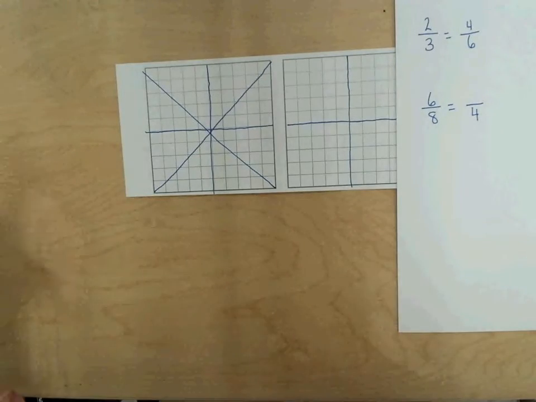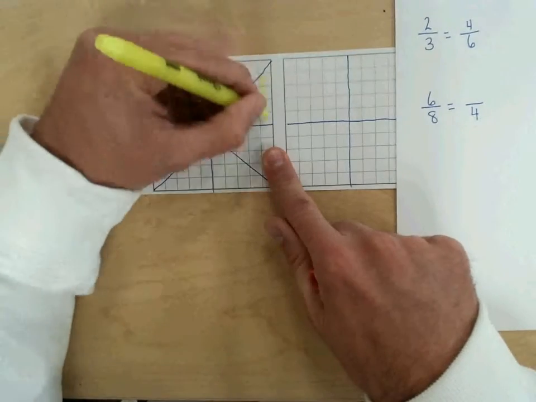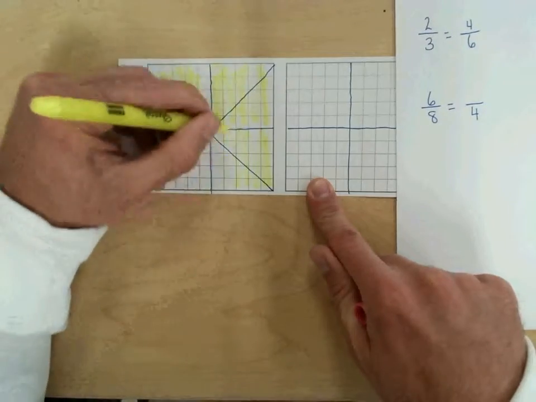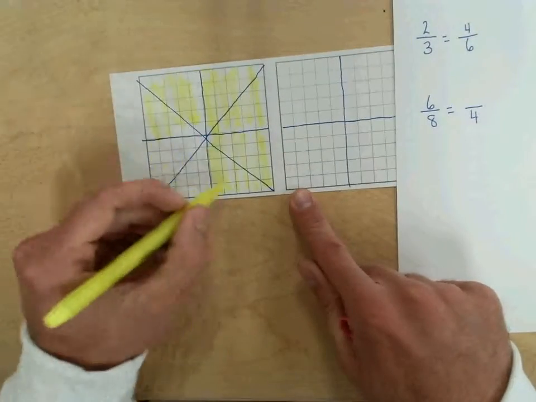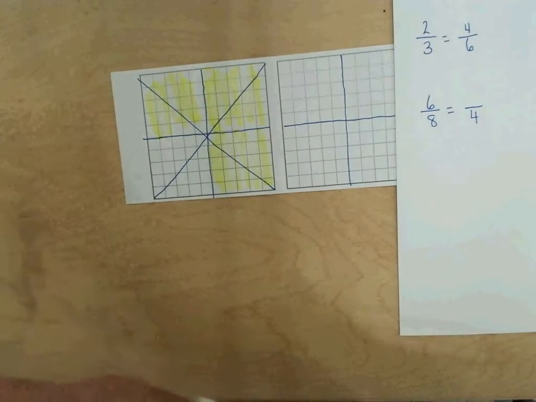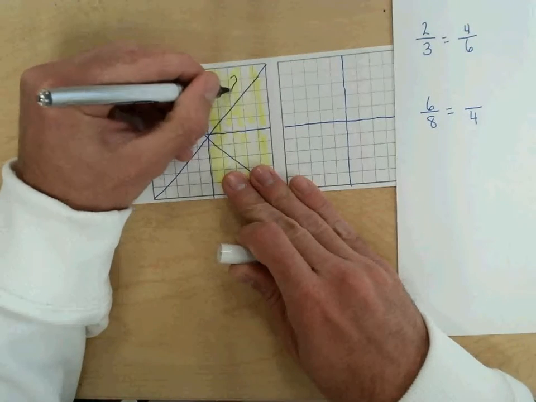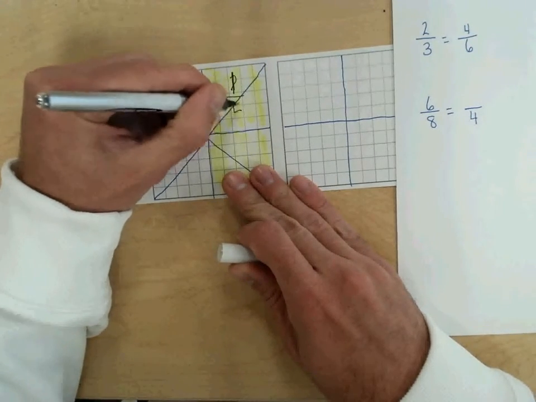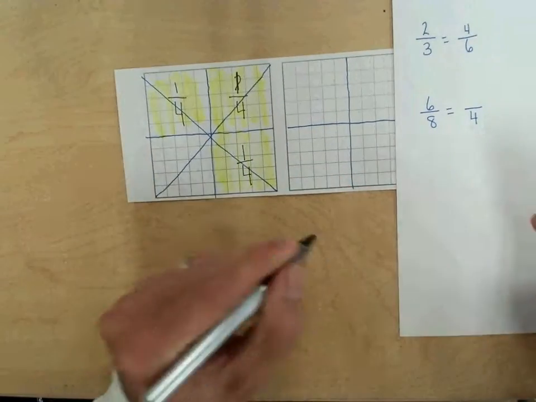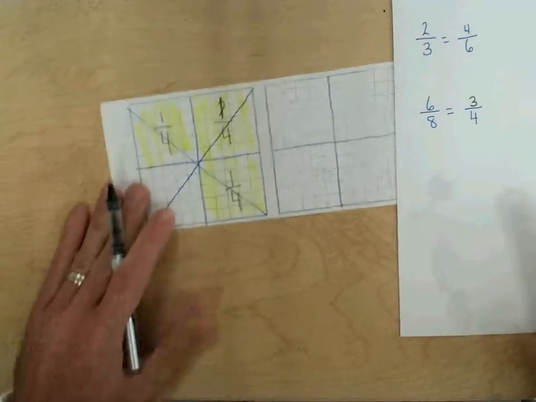And what I want to do is go ahead and shade 6/8. There's 2, there's 4, and there's 6. So right there I have 6/8 shaded in. But what I can do is look here and say, well, right here is 1/4 shaded in. Right here is 1/4 shaded in. And right here is 1/4 shaded in. If I add that up, I know that this equals 3/4.